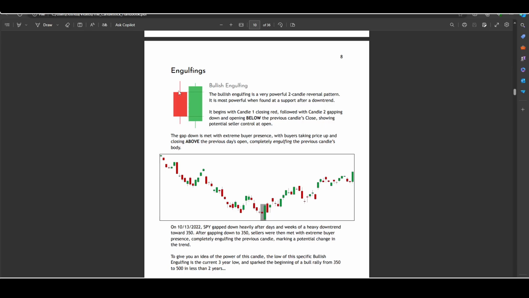So again here, remember the candle closing. We opened here, closed here, lower open the next day, higher close. So again, completely engulfing the meat of that day's price action. With candle 2 gapping down and opening below the previous candle's close, showing potential seller control at open. The gap down is met with extreme buyer presence, with the buyers taking price up and closing above the previous day's open, completely engulfing the previous day's candle body.